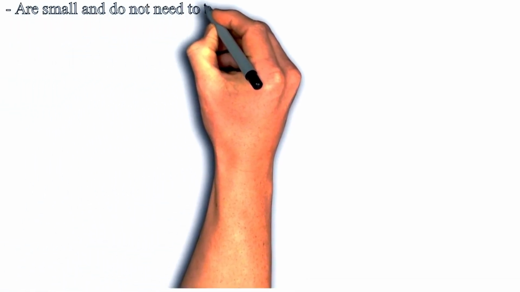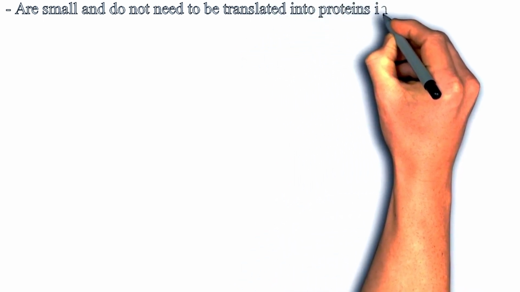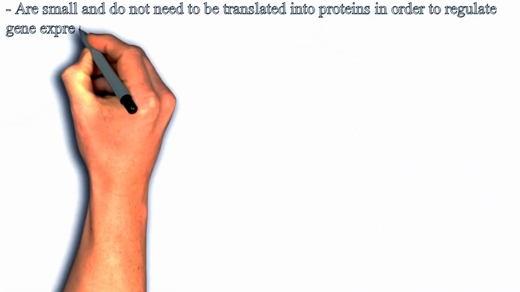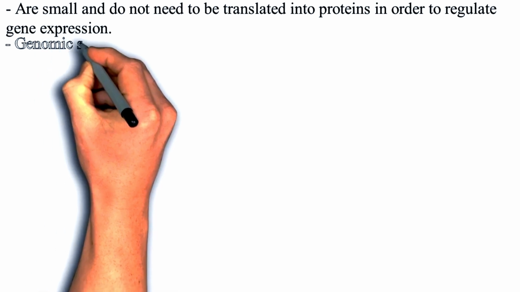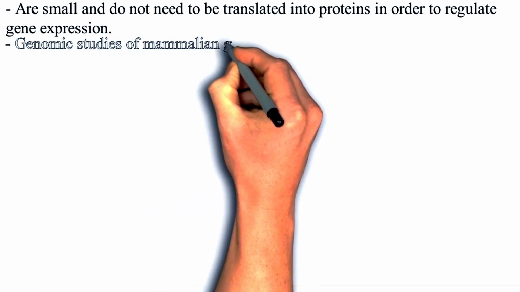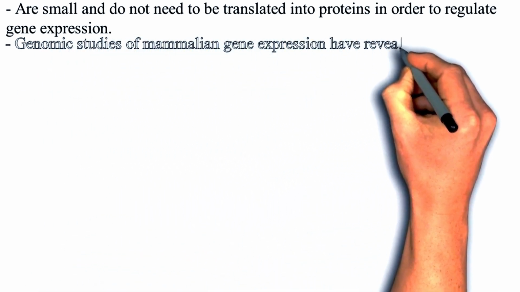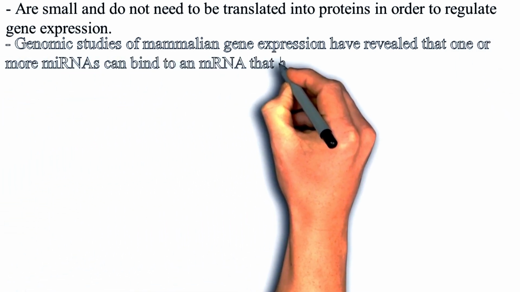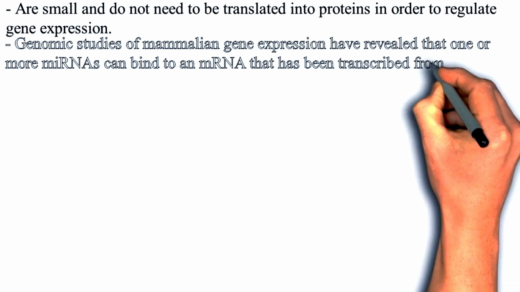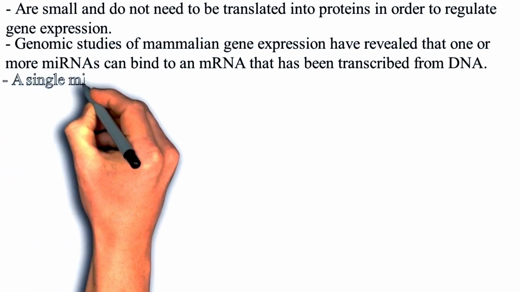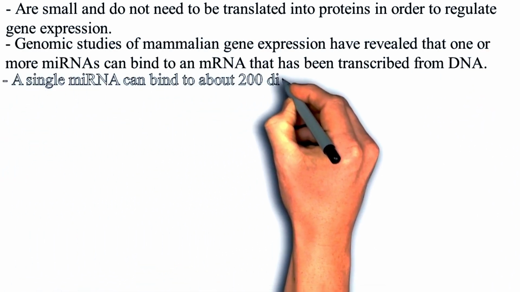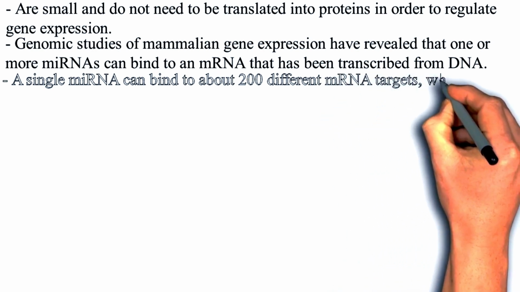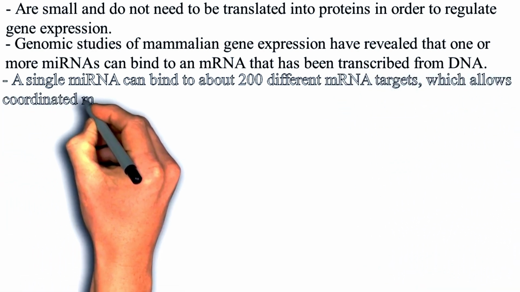miRNAs are small and do not need to be translated into proteins in order to regulate gene expression. Genomic studies of mammalian gene expression have revealed that one or more miRNAs can bind to an mRNA that has been transcribed from DNA. A single miRNA can bind to about 200 different mRNA targets, which allows coordinated mRNA translation.